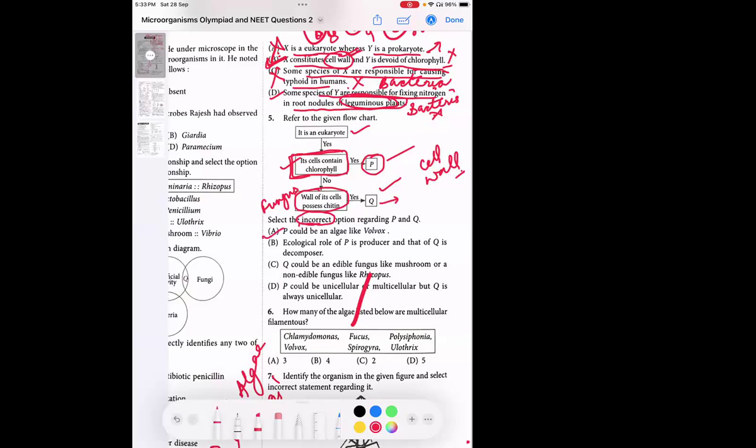P1, A, let's go for the A1 statement. P could be an algae like the volvox. So what can be the P? P can be the volvox. What is volvox, children? I think in the last class we had the discussion about this volvox.